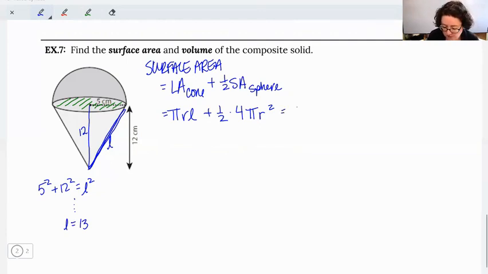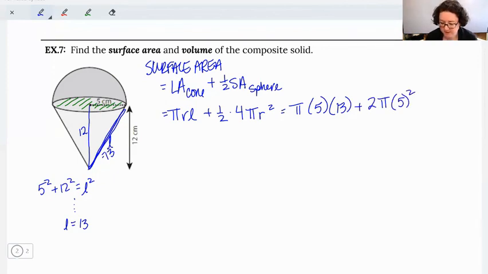So this is going to be pi times our radius 5 times our slant height 13. Again, not a bad thing to label it. Plus, well, 1/2 times 4, that's just going to be 2. 2 times pi times our radius, which is 5 squared. Alrighty, multiply those out. We will get a 65, 5 times 13 pi, plus 2 times 5 squared, otherwise known as 50. So putting those together, we get a 115 pi.